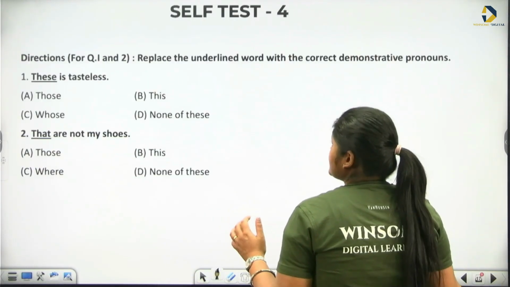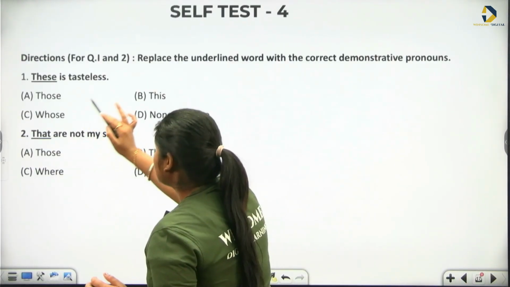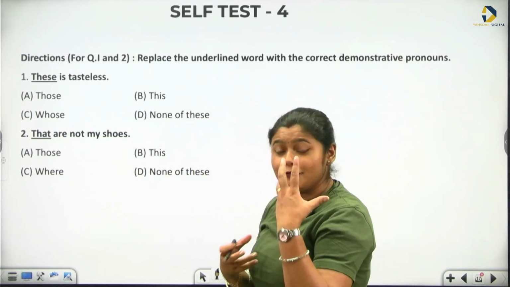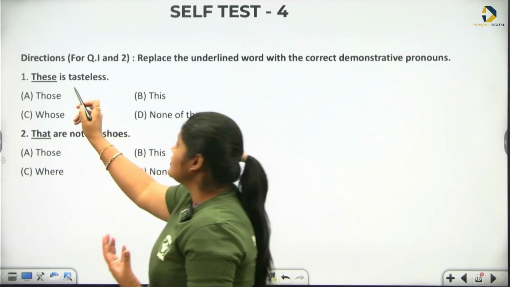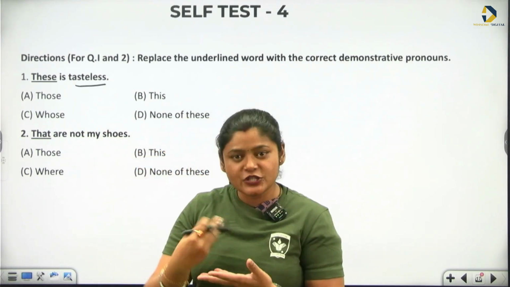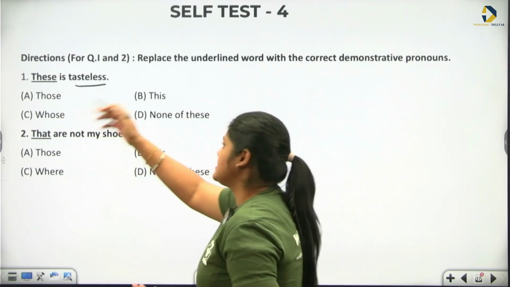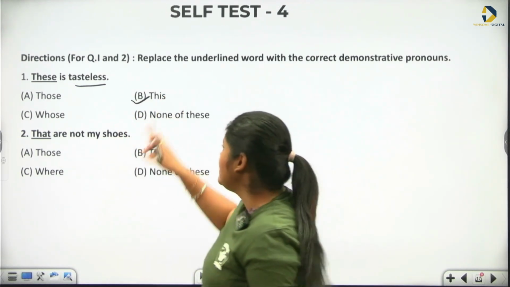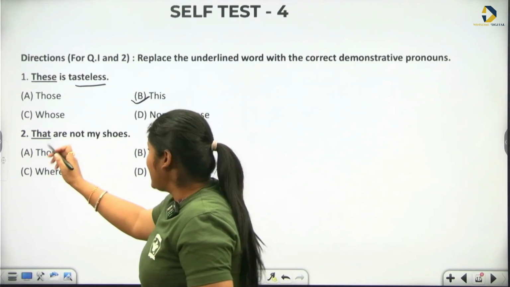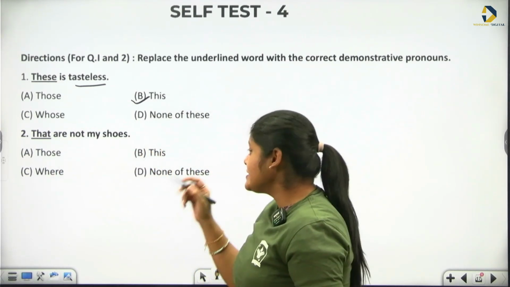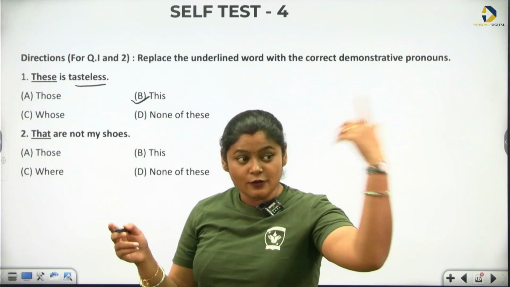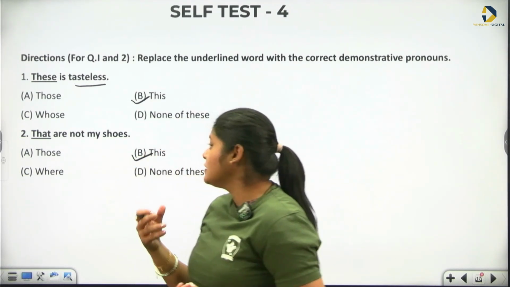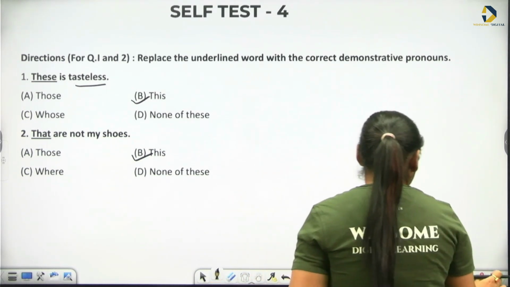Okay. Now see, these is tasteless. These क्या हुआ? When it is far away from you. So tasteless, that means something is in front of you. कोई चीज है आपके आगे. So we don't say these is tasteless. You will say this is tasteless. This, ये खाना tasteless है. Okay, so this is tasteless. Now that are my shoes. That are my shoes. That क्या हुआ? वो, that are my shoes. These are not my shoes.